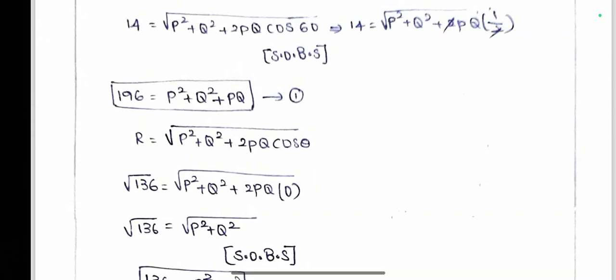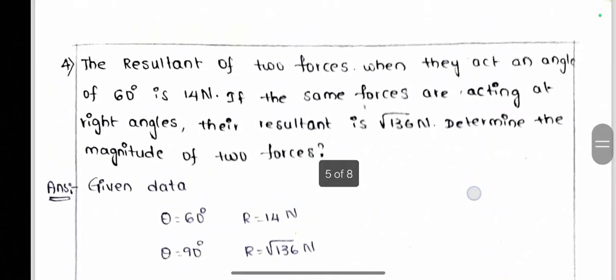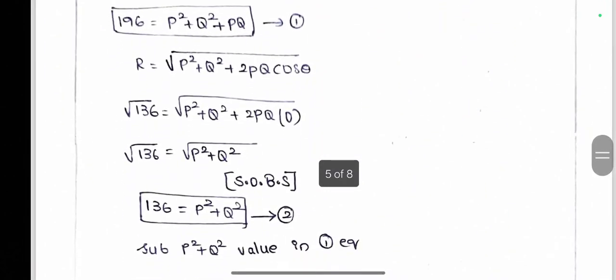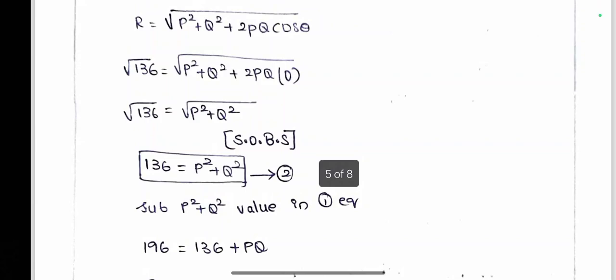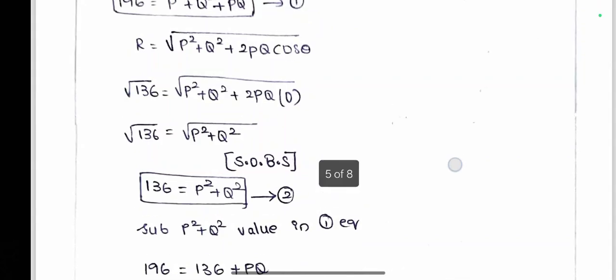Next, let us substitute the second case. In the second case, R value is square root of 136 newtons. Therefore, square root of 136 is equal to square root of P square plus Q square plus 2PQ cos theta. Theta is 90, cos 90 is 0. Therefore the 2PQ term will become 0. Therefore, P square plus Q square is equal to 136. Okay, here we have two equations.